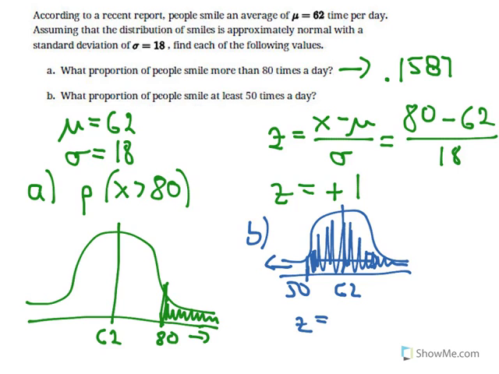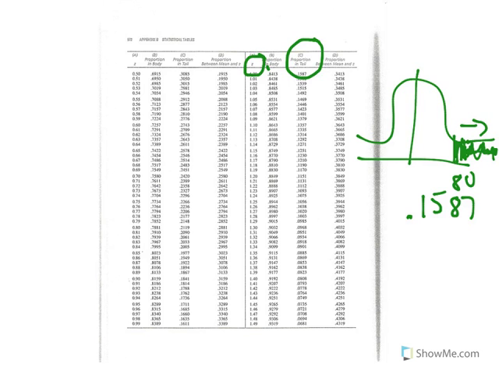So now we have x, which in this case is 50, minus 62 over the 18. And now we come up with a z-score of 0.666, so we just round it to 0.67. Now locate your z-score again. So for B, that's right here, the 0.67. And now you look at the proportion in body. So we're looking for the 0.7486.